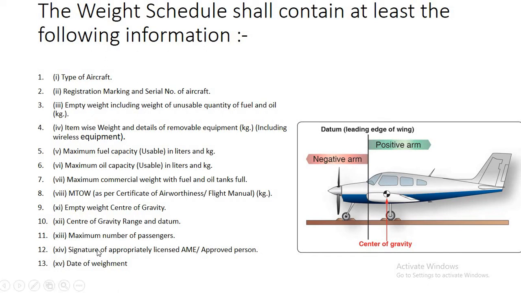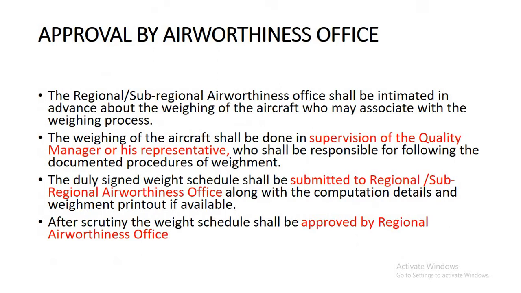Then 11, maximum number of passengers allowed will be there. Then 12, signature of the appropriate license AME or approved person doing this or preparing this document will be there, and the date on which you conducted the weighing should also be mentioned.